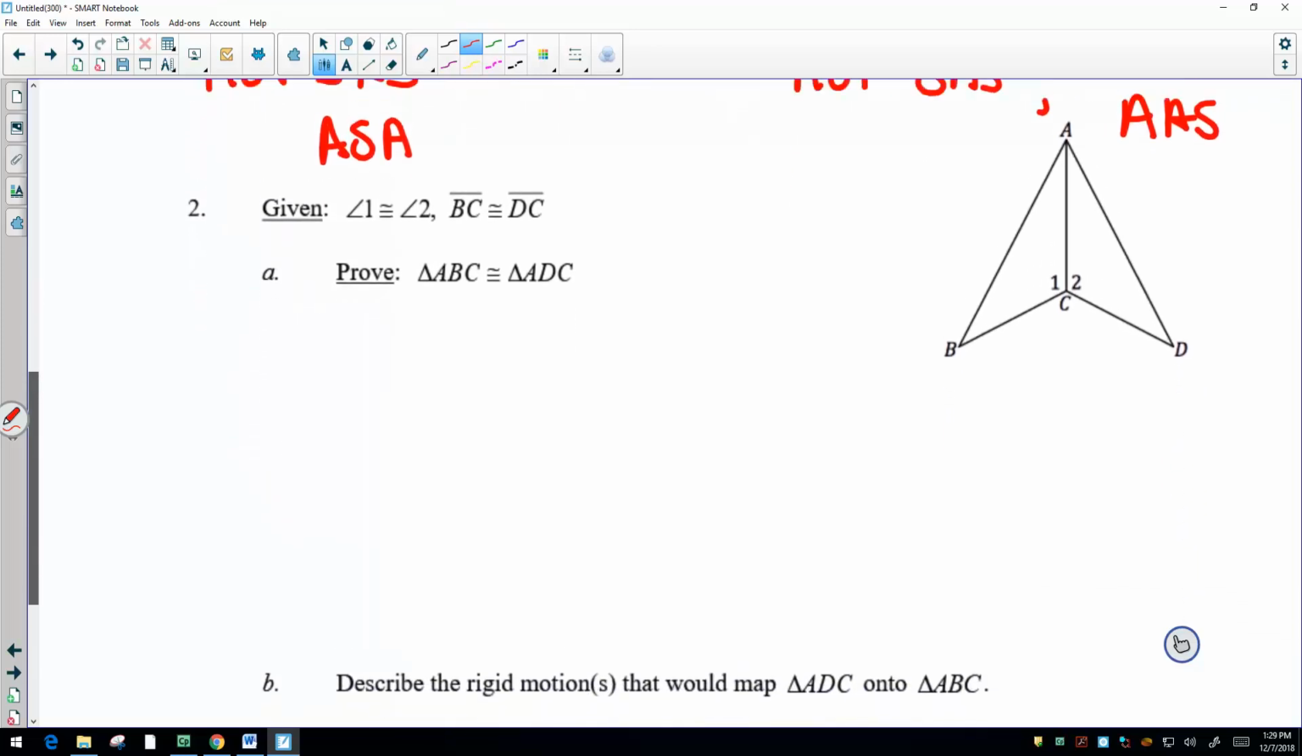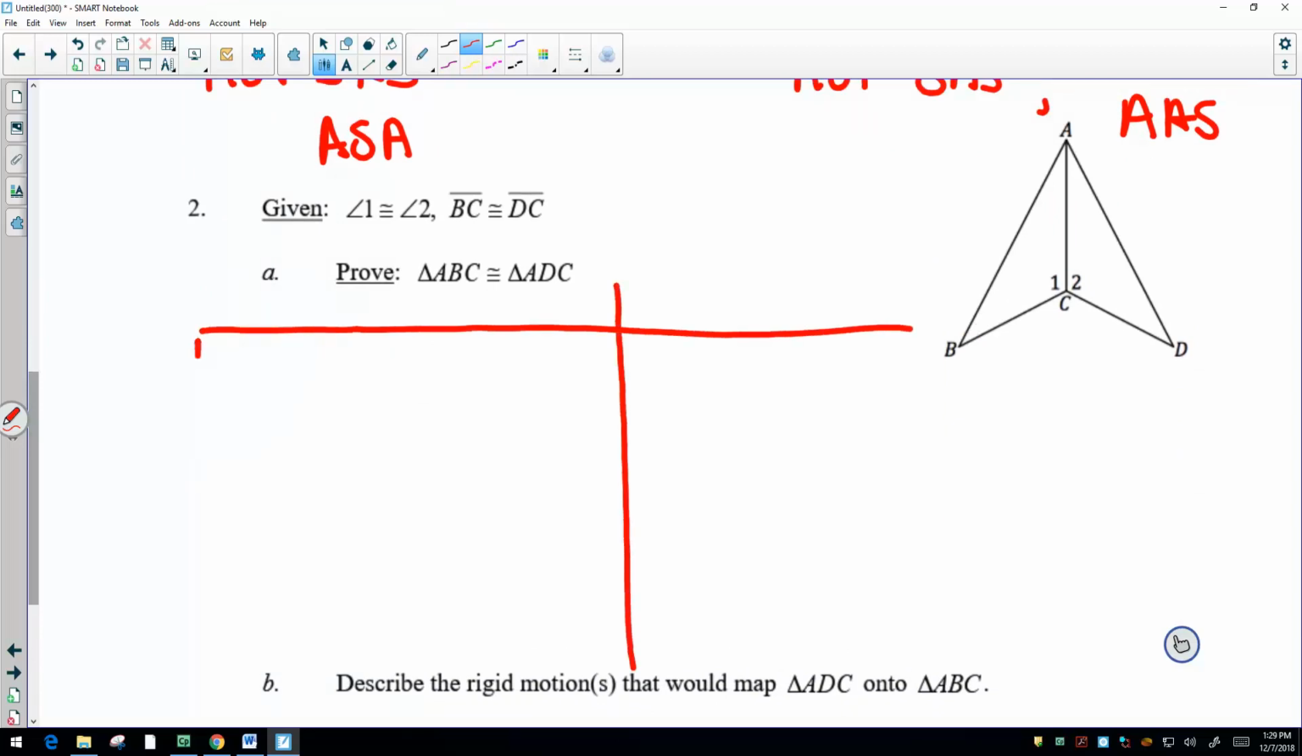Okay, so what does this look like in a proof? In a proof, just like we have done before, you're always going to have your statements and your reasons. And we always start our proof off with the given.